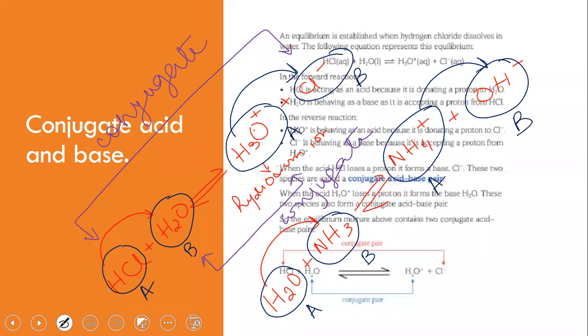So your water in the forward reaction is acting as an acid. In the backwards reaction, it is acting as a base. So this is a conjugate pair. And ammonia in the forward reaction is acting as a base and in the backward reaction is acting as an acid. So this is another conjugate pair. Making sense?